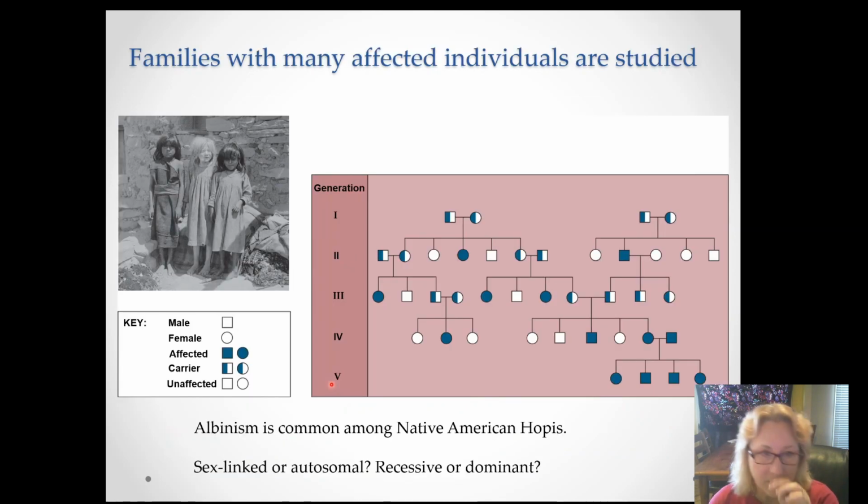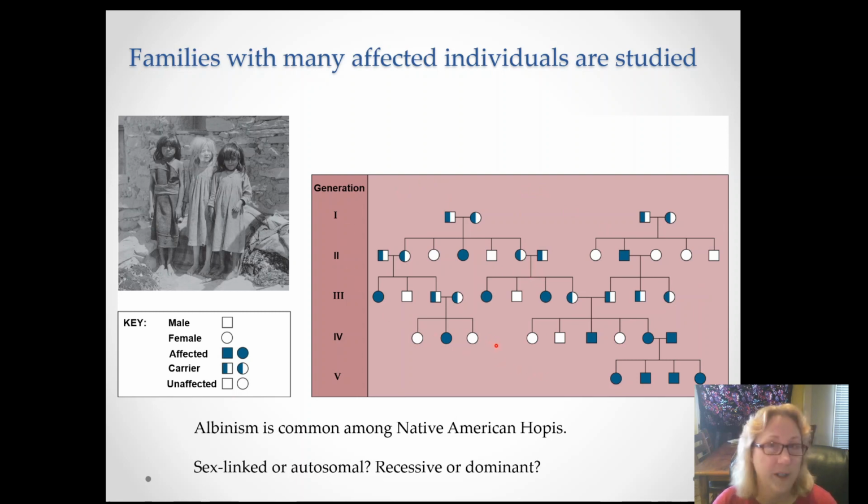So when there is a family or a population where a normally rare disease-causing allele is common, that becomes really interesting to geneticists, especially because it can help us identify the gene involved. So this is a particular small population of Native American Hopis who I believe were living in New Mexico. It was discovered by some geneticists that they had a very high occurrence of albinism. So that makes it interesting.